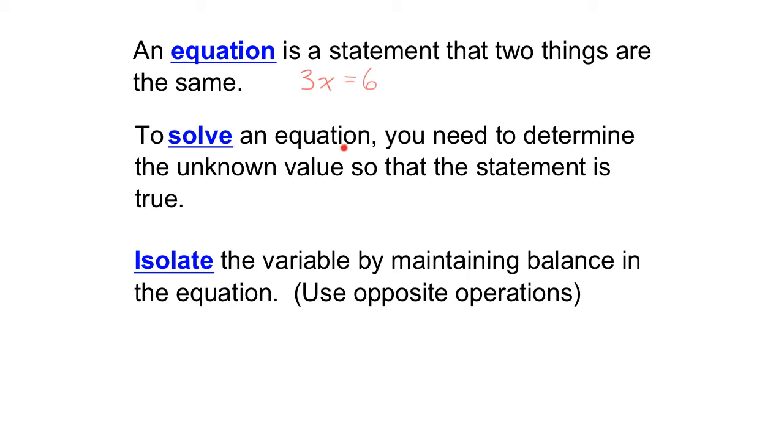So to solve an equation, you need to determine the unknown value so that the statement is true. So in my example here, my equation is 3x equals 6. To solve this equation, I'm figuring out what x is equal to. That's my unknown value. In order to solve, you need to isolate. So isolate the variable by maintaining balance in the equation. And we do that by using opposite operations.